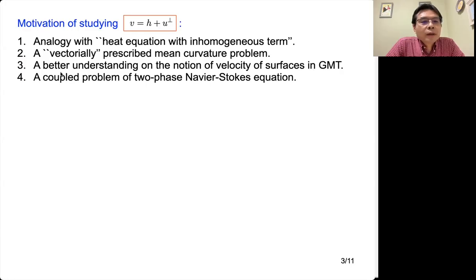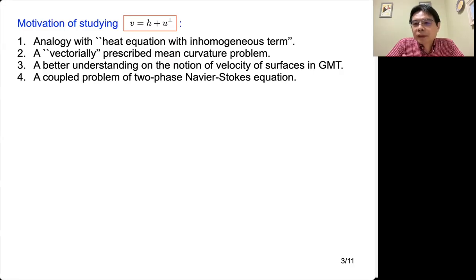And also the third, I list this as, is that by studying this, I think there is a possibility that you may have a better understanding of the notion of velocity itself, in some sense, in the setting of geometric measure theory. I feel that this is also not so well studied.